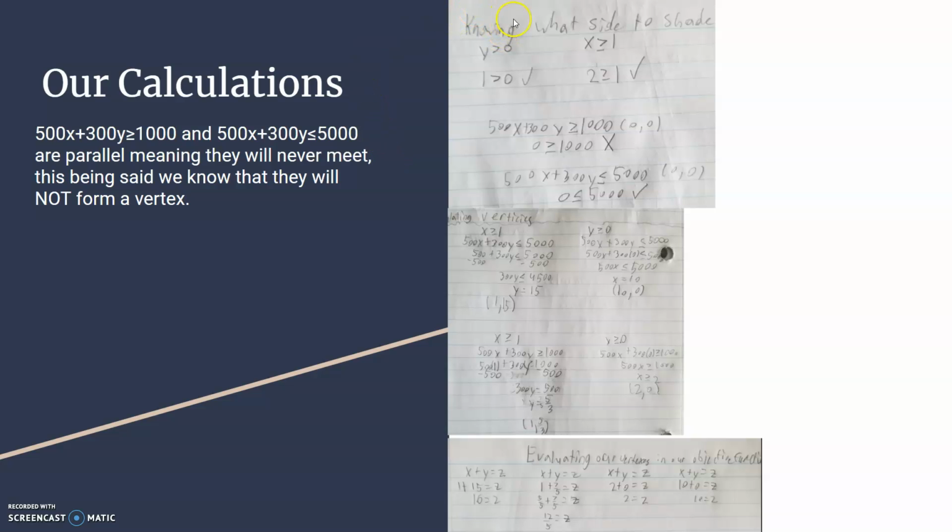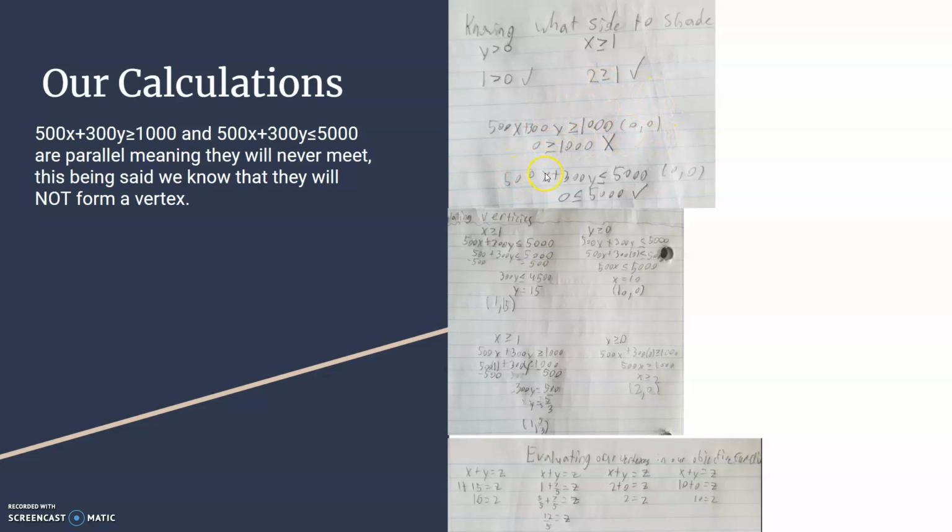Here is our math of knowing where to shade. So for y is greater than or equal to 0 graph, we see that 1 is greater than or equal to 0. For our x is greater than or equal to 1, we plugged in 2, got 2 is greater than or equal to 1, so we shaded that area. And for this one, we plugged in 0, 0, we saw that 0 is not greater than or equal to 1,000, so we shaded in everything that doesn't include the solution set 0, 0.